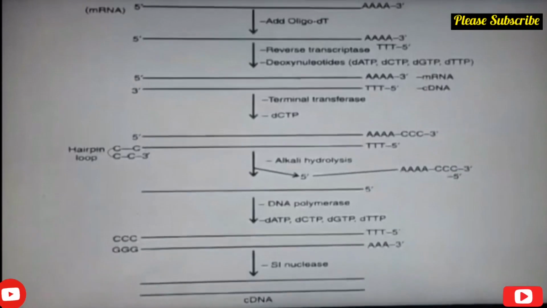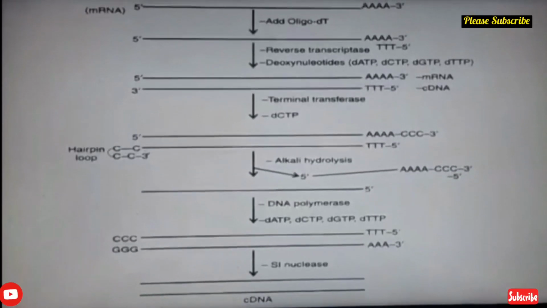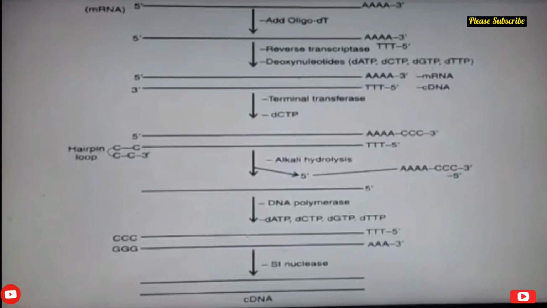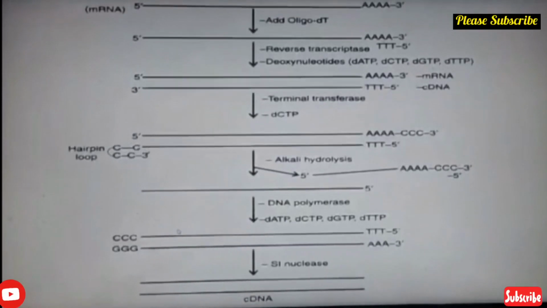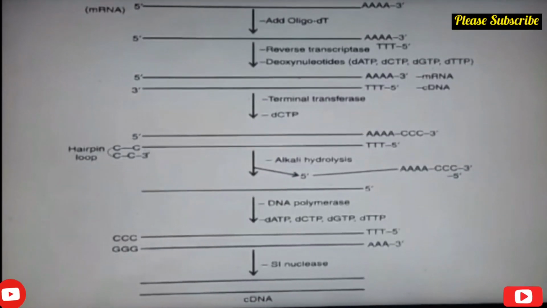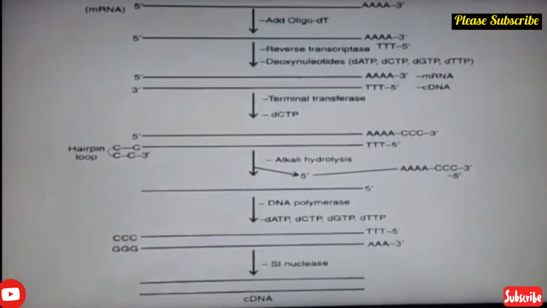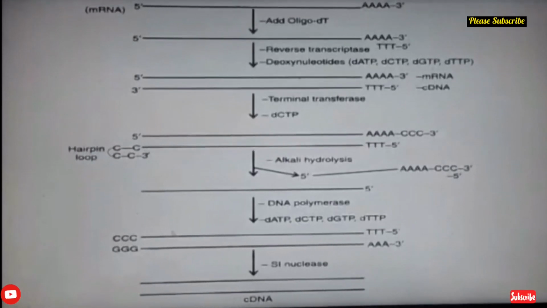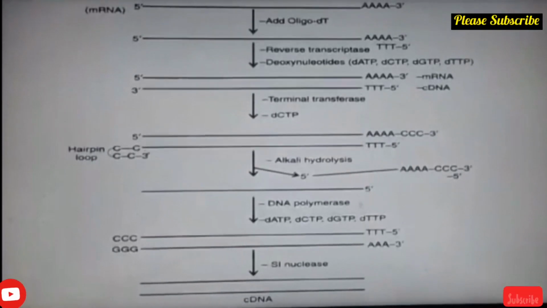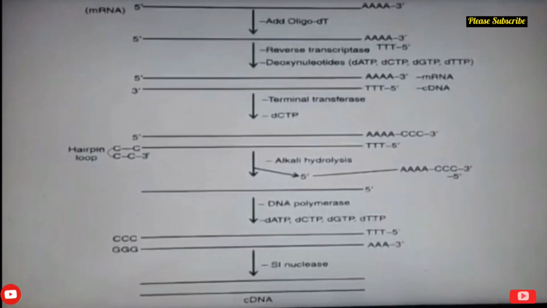Now the last and final step is the addition of oligo-dG primer. The oligo-dG primer will bind to this cytosine. Now the cDNA here will act as a template for synthesis of double-stranded DNA in the presence of the enzyme DNA polymerase and deoxynucleotide precursors, which you can see over here.